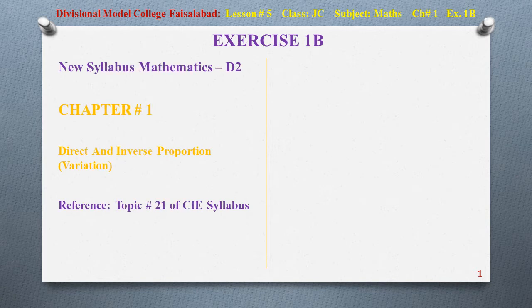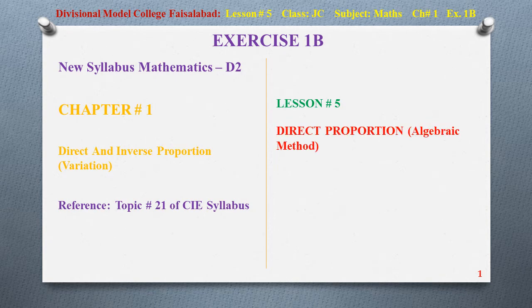As you know, we are studying New Syllabus Mathematics Book 2, and it's chapter number 1, which is direct and inverse proportion. Today is our lesson number 5. Earlier in 4 lessons we discussed variation, its types, and discussed direct variation and solved questions of direct variations in exercise 1a and 1b. Today in lesson number 5 we will also solve the remaining questions of exercise 1b. So let's begin our lesson.